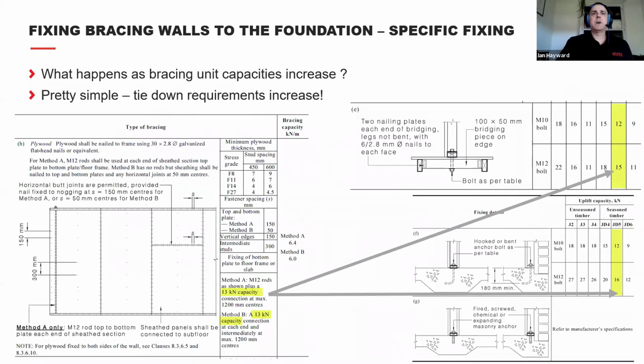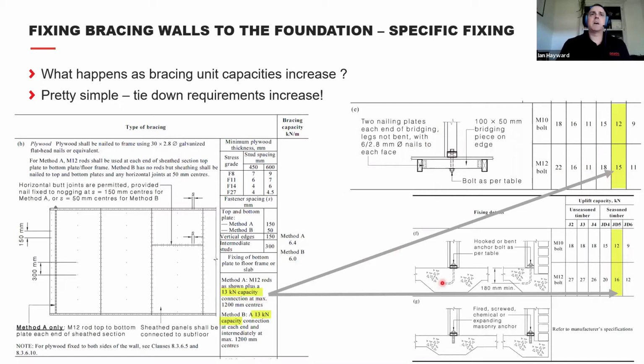So what happens as the bracing unit capacities increase? Well, it's no surprise the tie-down requirements increase. Okay, so now we've got a higher capacity unit. We've got these 6 kilonewton meter units. They're asking for a 13 kilonewton capacity at 1200mm centres. So how do we do that? We go back to the 1684 and we look at these bridging cleats that are fixed. This is for a first floor system to the joist. Bridging cleats with a bolt down through it. The capacity is 15 kilonewtons. So that matches your requirement for these types of units.